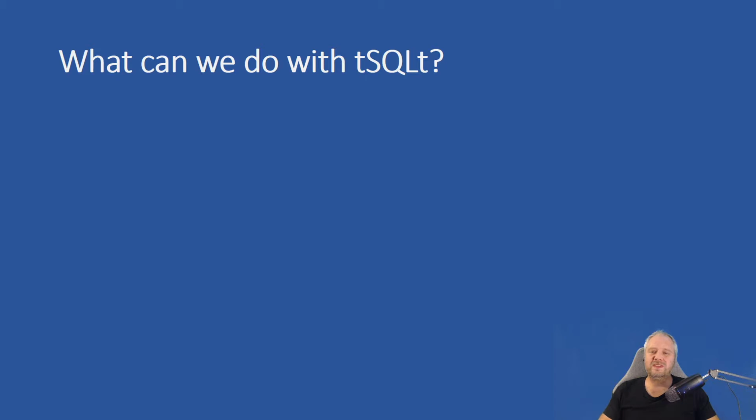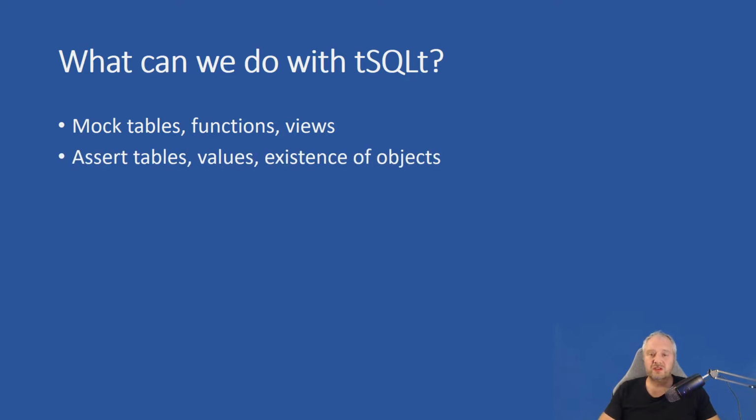So what can we do with tSQLt? First of all, we can mock tables like we saw in the previous slides. And we can do the same thing with functions, views, and stored procedures. We can assert tables and data sets. We can assert values, but also the existence of objects. It may sound odd, but it's really powerful because I want to know if an object is there. I want to know if my table or my stored procedure or my view is there because that could break other stuff.